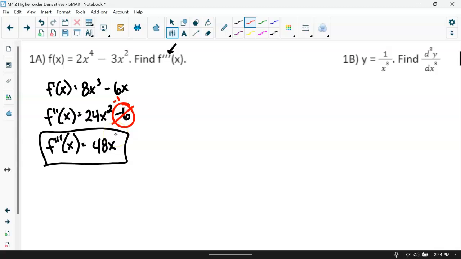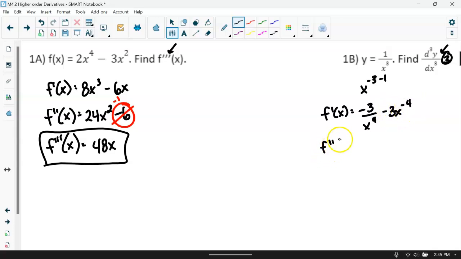Now here, notice from the notation, we're trying to get to the third derivative. So here we go, if you need to rewrite it. So this is x to the negative 3. So the derivative of our original is negative 3 over x to the fourth, right? Because that's negative 1. You don't have to write it as a fraction. You could keep it in this form if it helps you with your calculation.